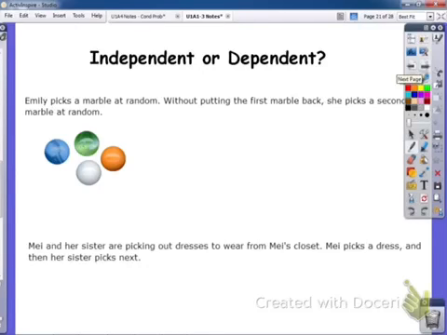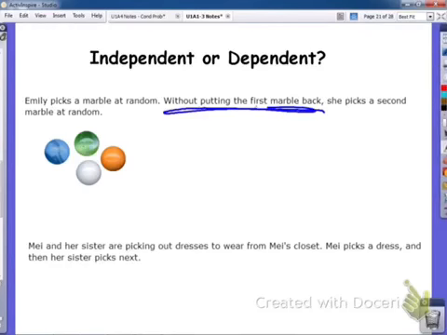Here are some more examples. Emily picks a marble at random without putting the first marble back. That's important. She picks a second marble. You determine, is this independent or dependent? I'm going to call on someone. What do you think, Haley? Dependent. Okay. And what do you say, Sedona? Dependent. So you both agree, and I agree with you.